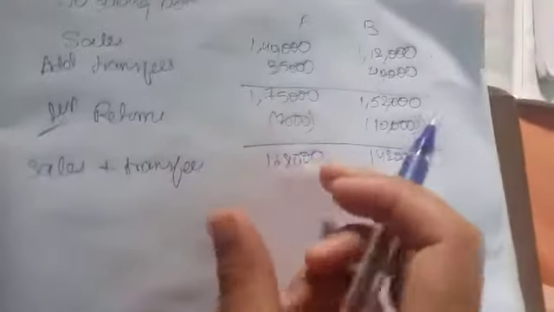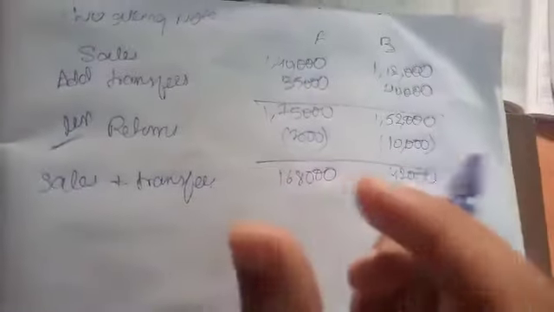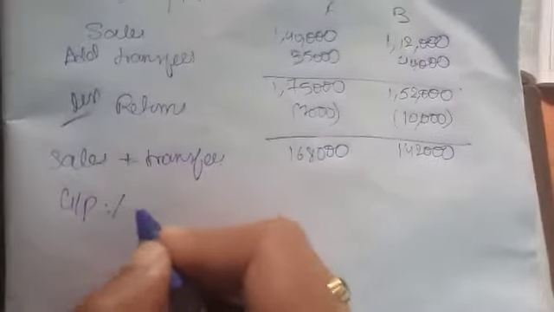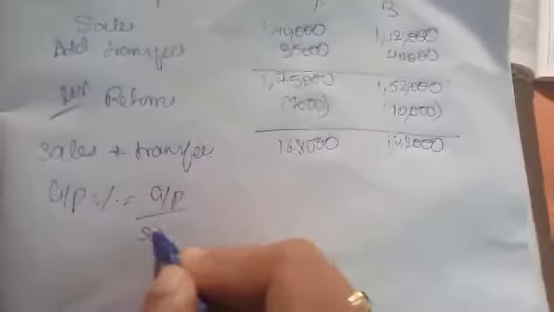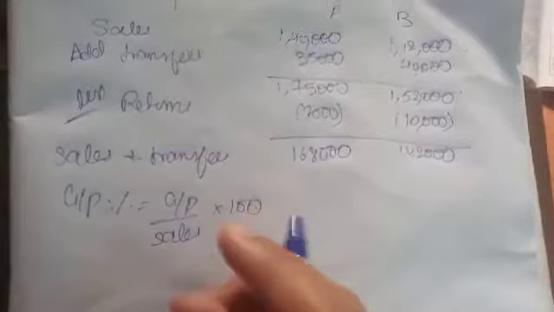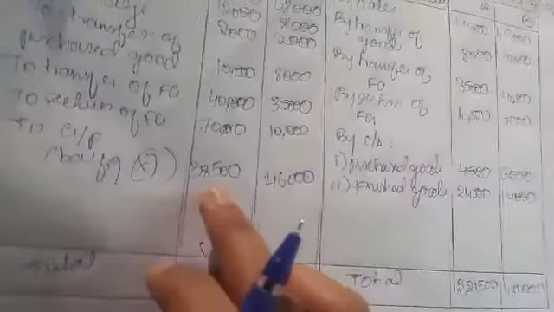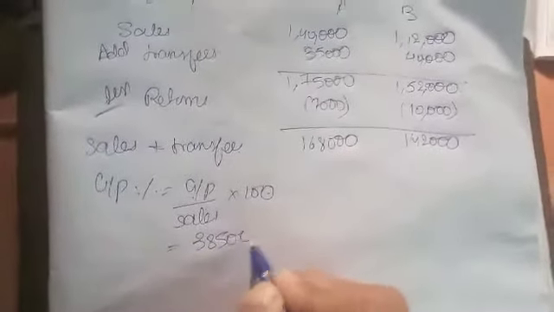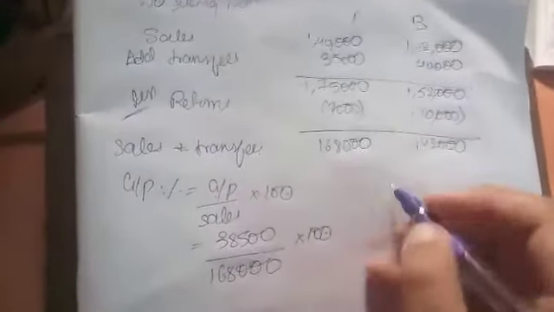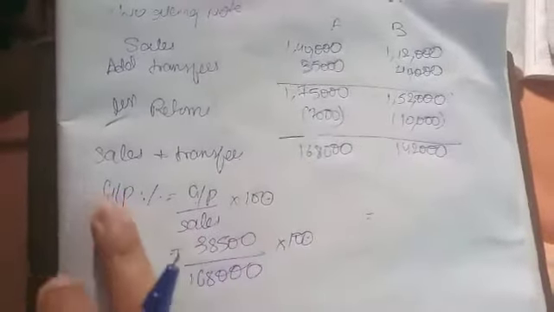Now we got this sale value of each thing. So now we'll find out the gross profit for each department, gross profit percentage. So GP percentage is equal to gross profit divided by sales into 100. So what is the gross profit which you have found out in the trading account for A? It is 38,500. So 38,500 divided by 168,100 into 100.